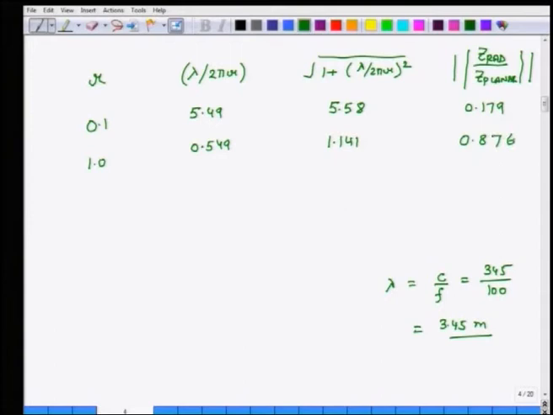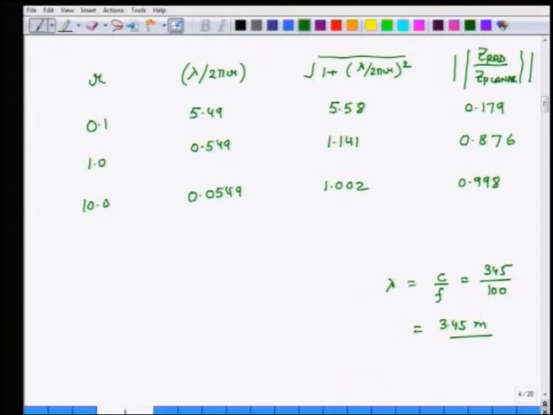0.876. Third case, my r is 10 meters, which is significantly larger than lambda over 2 pi. So, this number is 0.0549. The square root term is 1.002 and the magnitude of the ratio of radial and planar impedances works out to be 0.998. So, there you have it.